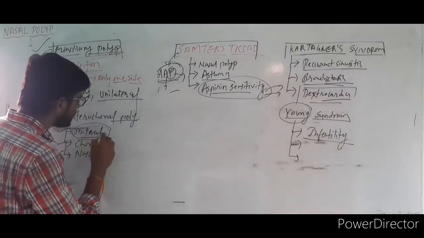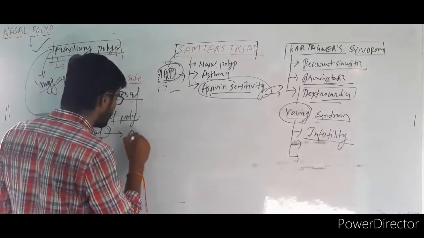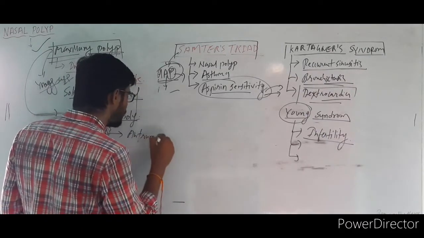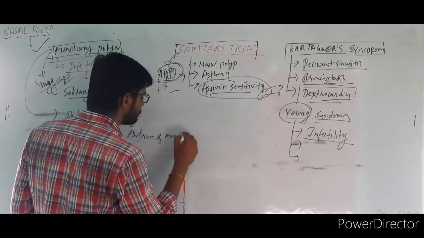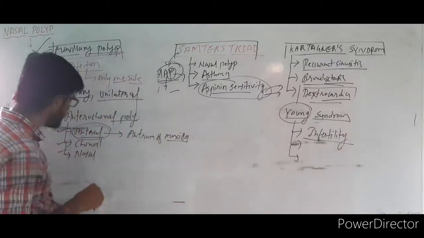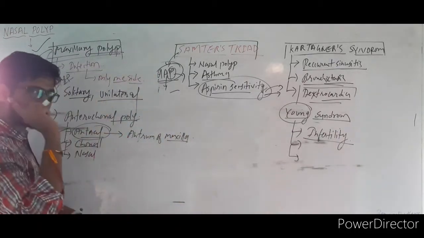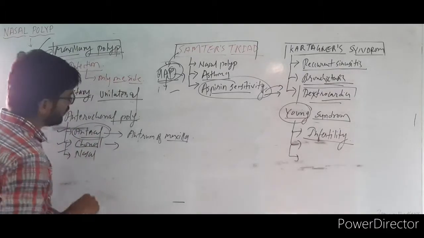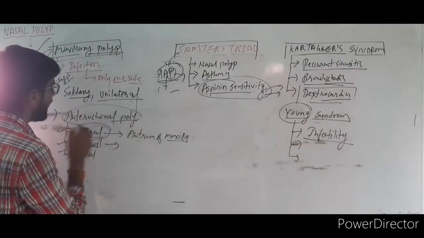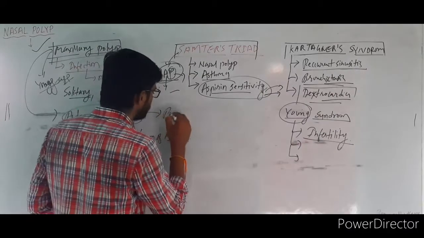What is the antrum? This is the antrum of the maxilla. And the choana is the posterior part of the nasal cavity. So this is the antrochoanal polyp, and it grows posteriorly.